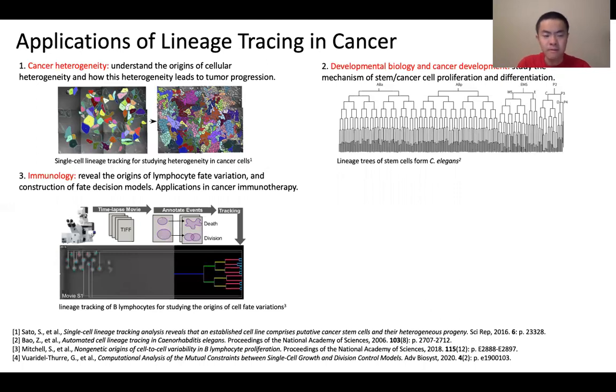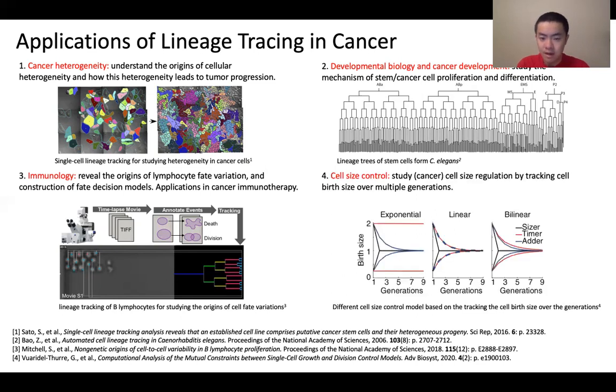It also plays a big role in immunology, because we know immunology has application in cancer immunotherapy, where it can help us find the origins of lymphocytes' fate decision and build up a model based on that. It can also help with the cell size control model, where we can study cancer cell size regulation by tracking cell birth size over multiple generations.